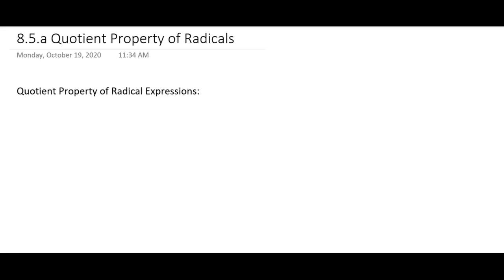In 8.5, we're going to talk mostly about division involving radicals. So first we have the quotient property of radicals, and it says this: if you have the nth root of A over the nth root of B, you can write that as the nth root of A over B.